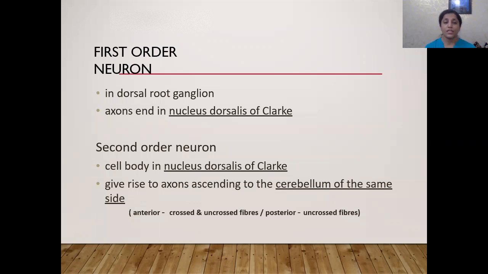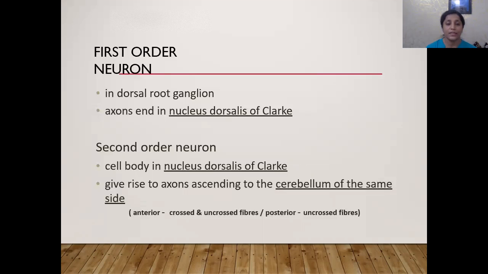Now, this Clark's nucleus is the nucleus dorsalis of Clark, and this is the point of origin of the second order neuron. Now, the cell body in this Clark's nucleus gives rise to the second order neuron, and this will ascend to the cerebellum on the same side. But will all the fibers ascend on the same side?